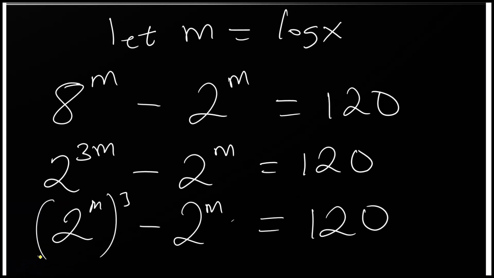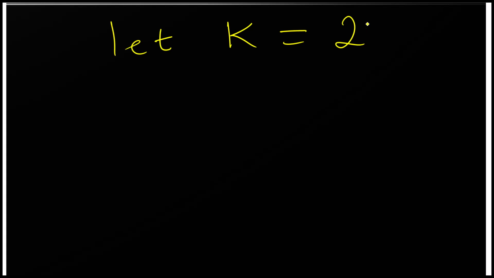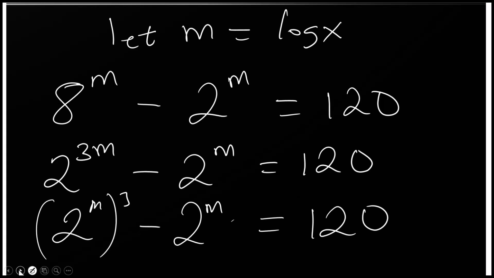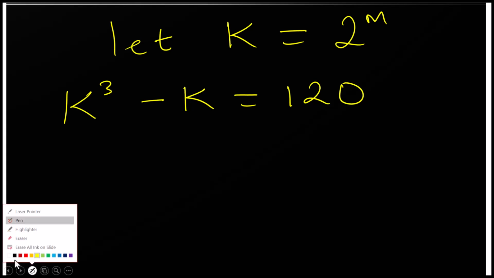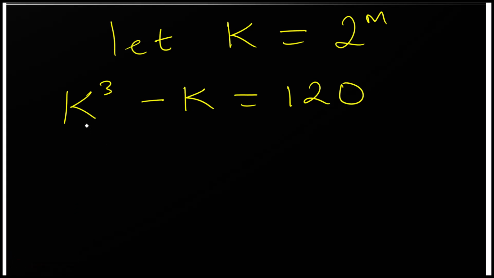Okay, so let's do one more substitution, as we represent 2 to the power m by another variable. Let k equal 2 to the power m. So we have k cubed minus k equals 120. All right. Now check the left hand side: something cubed minus that thing.